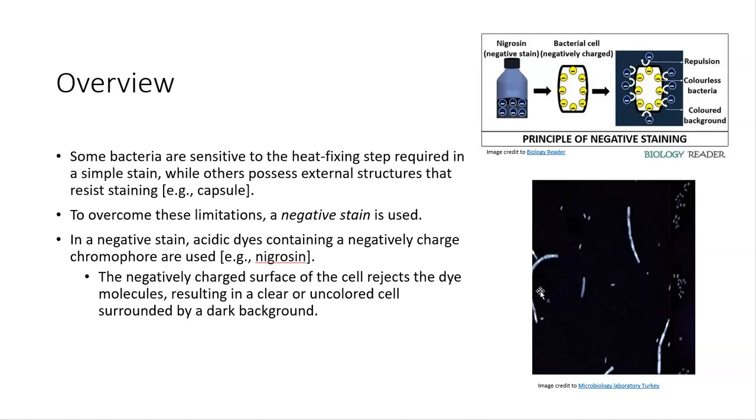I always think of it as stars in the night sky, where the night sky would be the acidic stain that you've chosen, which here is nigrosin. There's also a pinkish-reddish one called eosin. And then the stars sticking out of that night sky, or the stain, would be the bacterial cells.